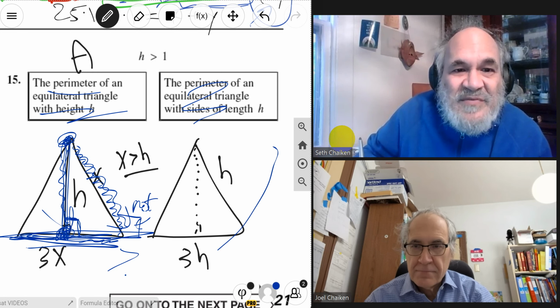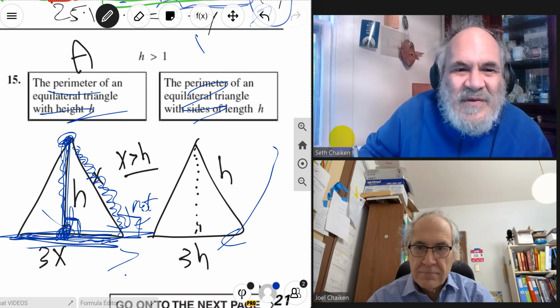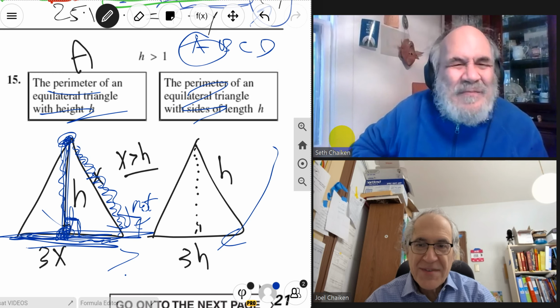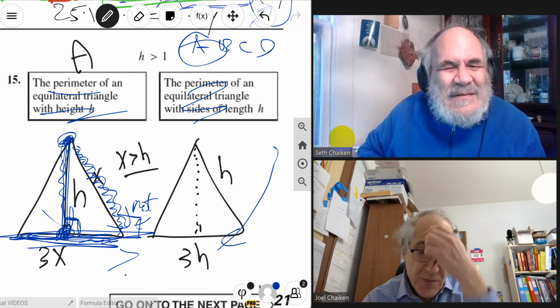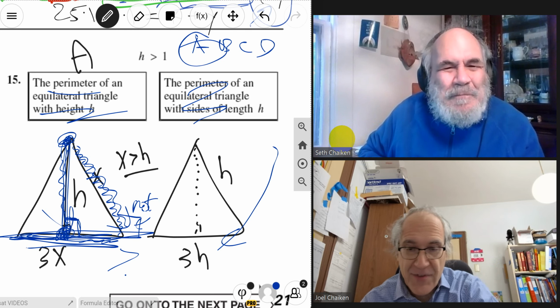3h is the perimeter for this, and so it's greater than, and so you pick, of the choices A, B, C, and D, that one. Right. That's right. So there were different ways to approach this. The hypotenuse is bigger than any side of the triangle, but I like the way Seth did it.